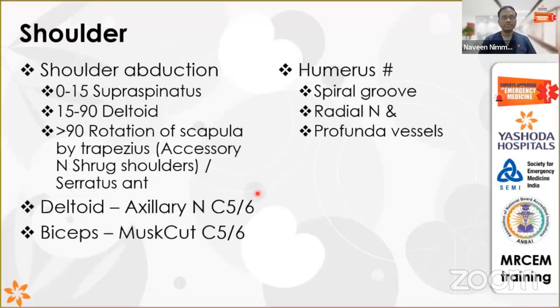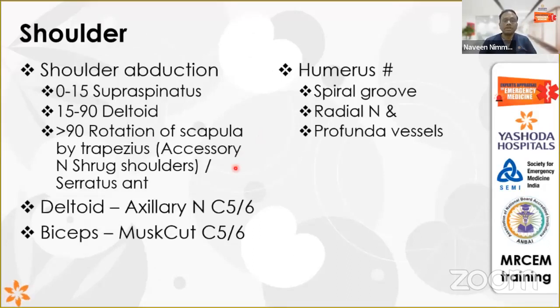So if they say that they are not able to take the hand above the head, that means they are trying to tell you beyond 90 degrees, abduction is not occurring. So there is a problem with trapezius. The trapezius is supplied by the accessory nerve. So they can ask you like that.